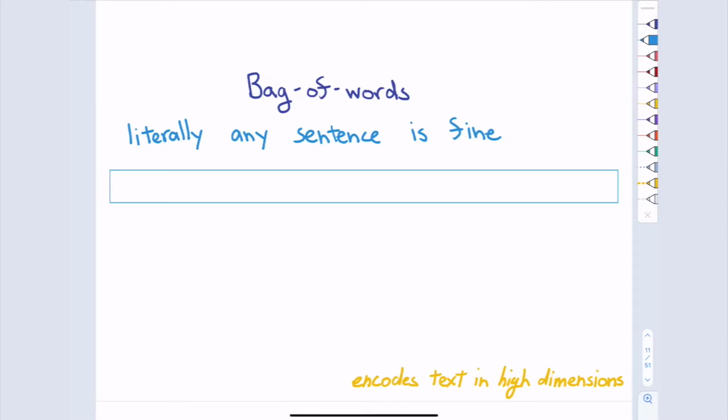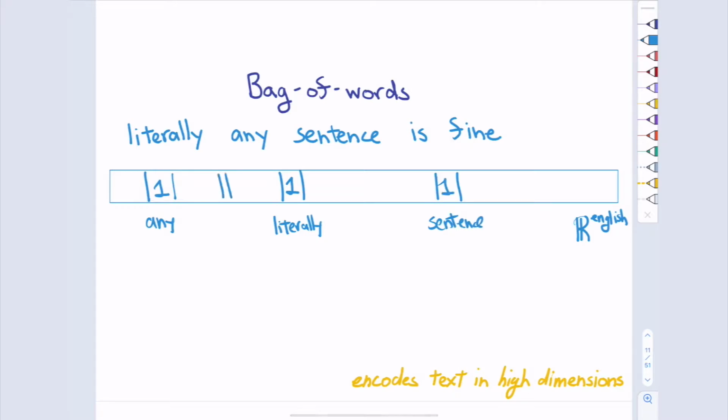So how do we represent this? Well, we make a vector with one entry for every word in the English language, and we just count up how many times each word appears. So maybe this slot in the array corresponds to literally, and there will be a 1 there. Over here might be any, there will be a 1 here. Sentence, there will be a 1 here. Is, there will be a 1 here. And then fine, or something. And everything else is all 0 because there are no other words in this wonderfully creative sentence.